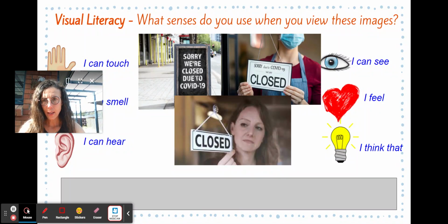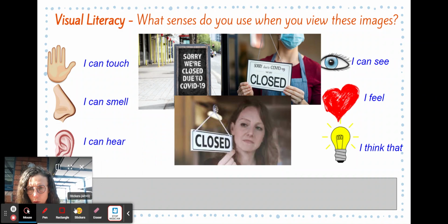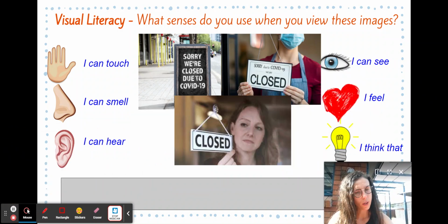just for today's lesson, now remember, even though there's a GRASS task, you're not doing it at once, you're not doing it all today, we're just going to build the field, get some knowledge about it. I want you to look at these images here. I want you to think to yourself, this is called visual literacy. What senses do you use when you see these images?